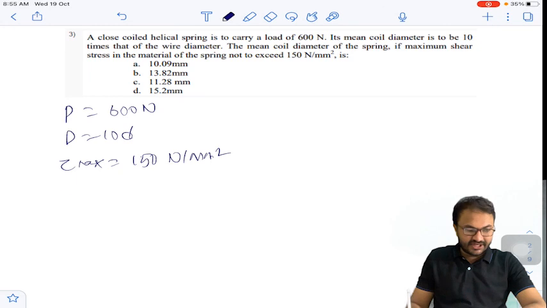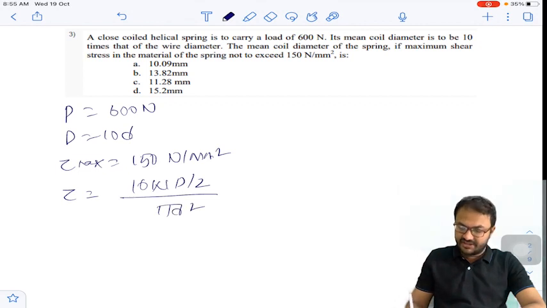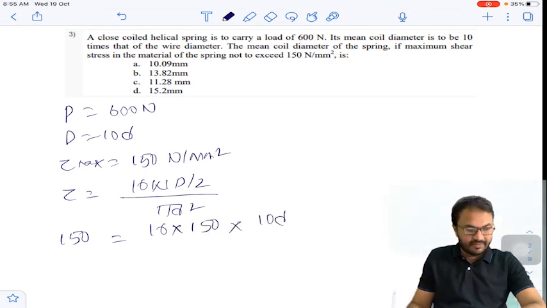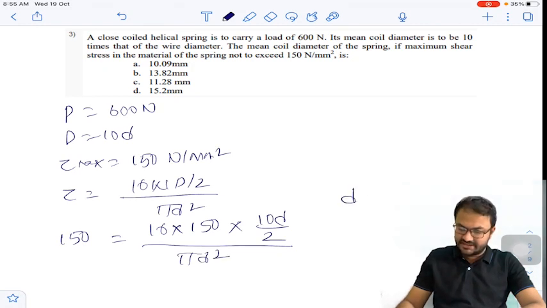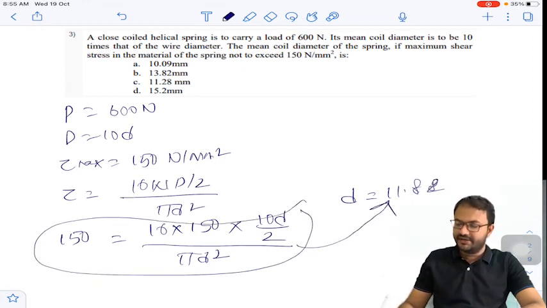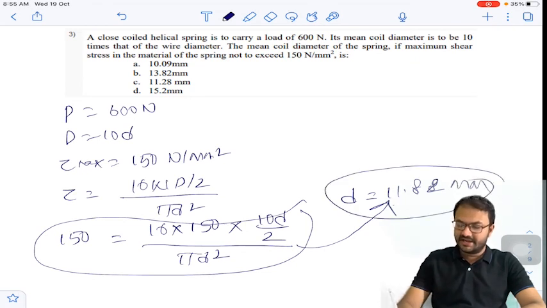So we will have a relation, tau is equal to 16W into D by 2 divided by pi d square. So whenever you substitute the values, it is 150 is equal to 16 into 600 into 10d divided by 2 divided by pi d square. So you will get diameter d is equal to 11.28. You just solve this equation once and you will confirm whether it is 11.82 or some other value. Okay. But by using this relation, I have calculated. So, answer C for question number 3.